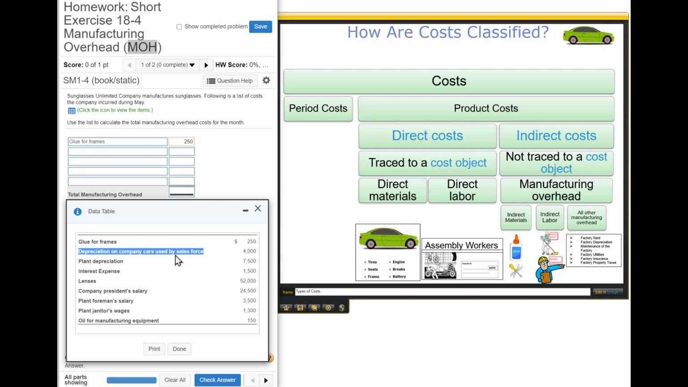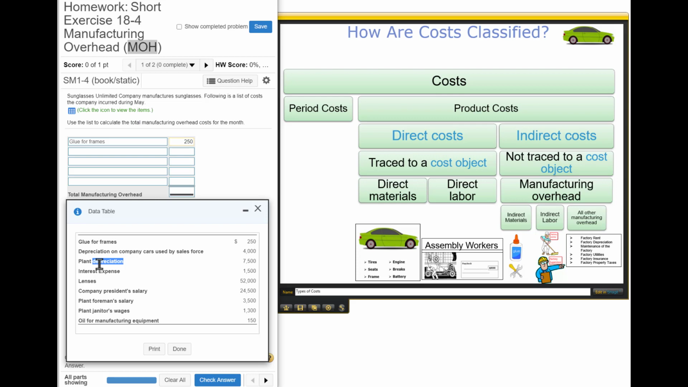Next, depreciation on the company cars used by the sales force. The salesmen drive around and help sell these sunglasses. The cars are used to sell, not to make, so this is not a product cost at all. That would be a period cost, and we're looking for a manufacturing overhead, so we're going to skip that.